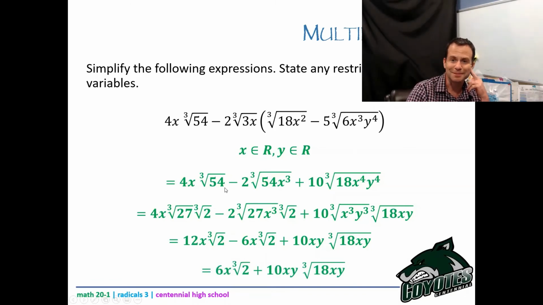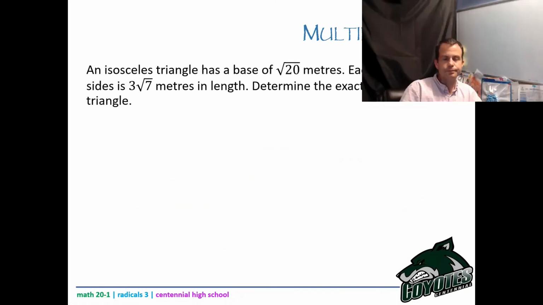All right, awesome. Okay, so let's end our time together with a word problem, because I know word problems are everybody's most favorite thing in the whole wide world. An isosceles triangle has a base of root 20 meters. Just a reminder, an isosceles triangle means that two sides are equal to each other, okay? Each of those equal sides is 3 root 7 meters in length. Determine the exact area of the triangle.